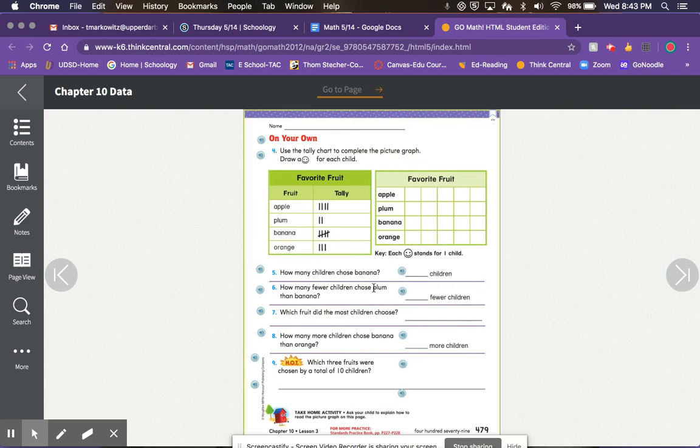Now you're doing favorite fruit. All right, you're also going to draw smiley faces for each of the tallies. You're going to answer these questions here. Okay, this one says which 3 fruits were chosen by a total of 10 children. I'm not asking you which fruit has 10 because that would be none. I know that. I want you to find me 3 fruits put together that would make 10 votes.